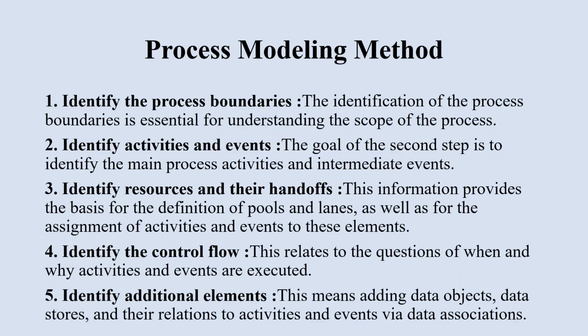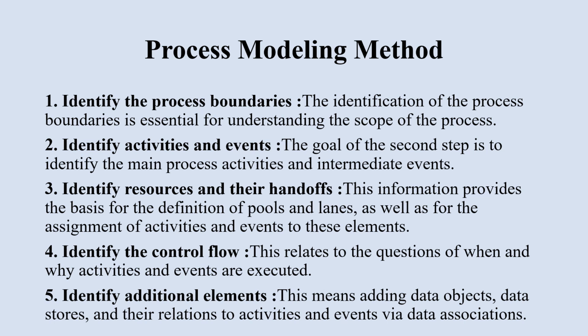Next is the process modeling method. There are different methods. The first one is to identify the process boundaries. It is necessary to understand the scope of the process, which includes who is involved in the process creation and what is the estimated time and cost of the process. After that, the second is to identify activities and events. The goal is to identify the main process and the events. Third, to identify resources and their handoffs.